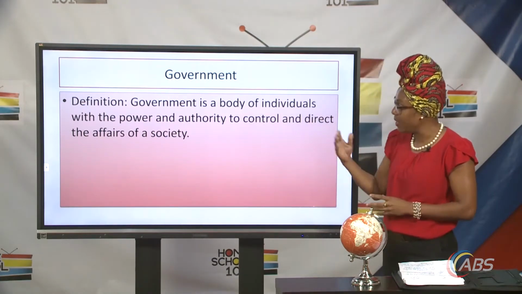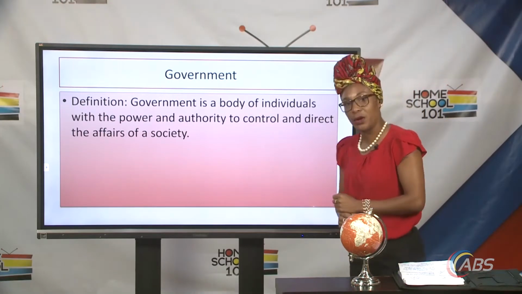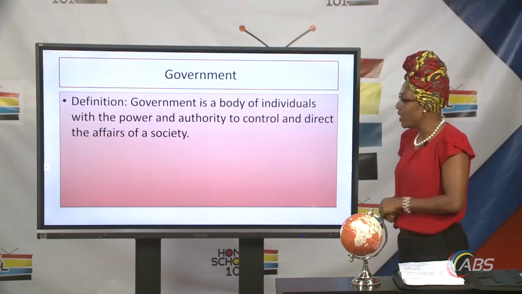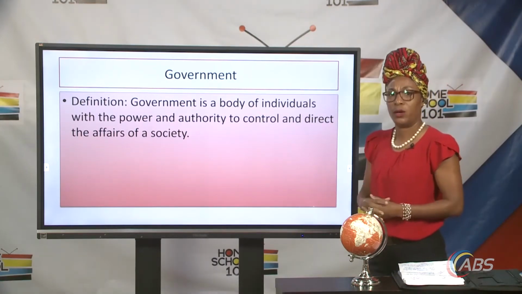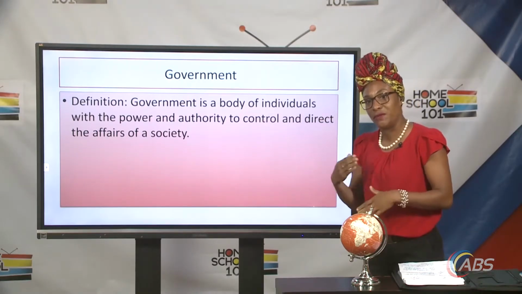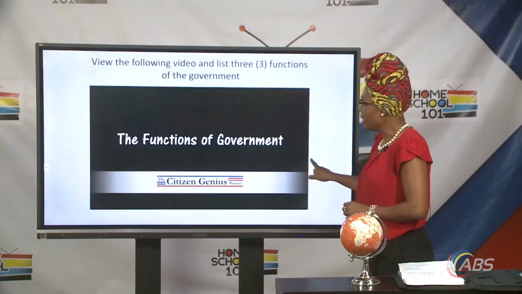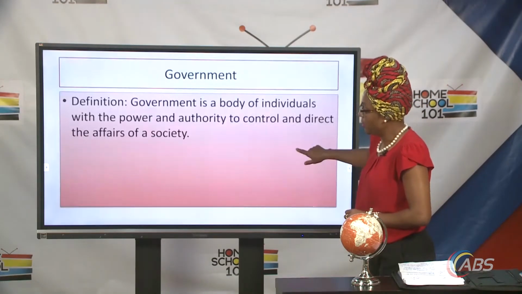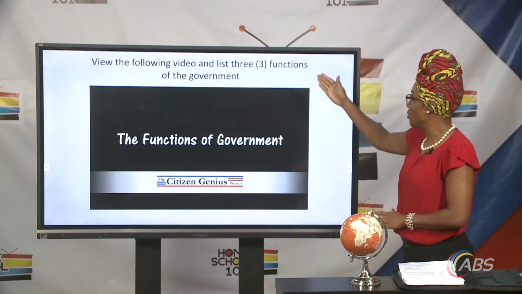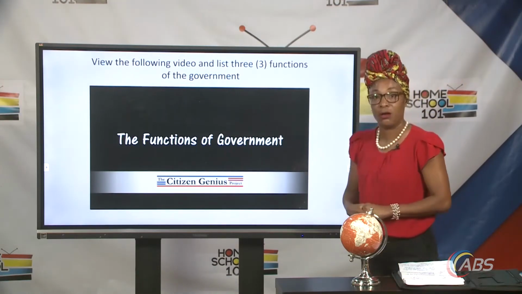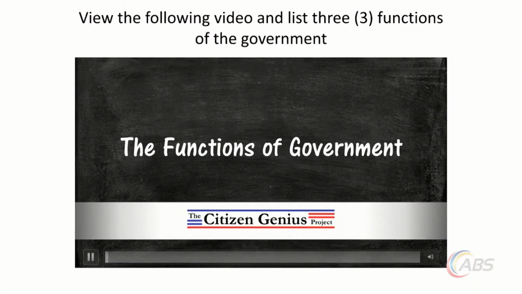Once again, government is a body of individuals with the power and authority to control and direct the affairs of a society. I know most of us would already have our little notes at home, so you can follow up to make it more interactive and more interesting for you. Okay, as we continue, we're going to be watching a little video, and after viewing the video, we're going to be looking at 3 different functions of the government.